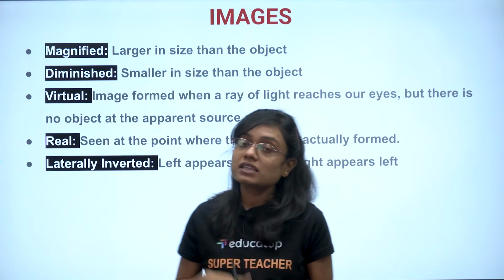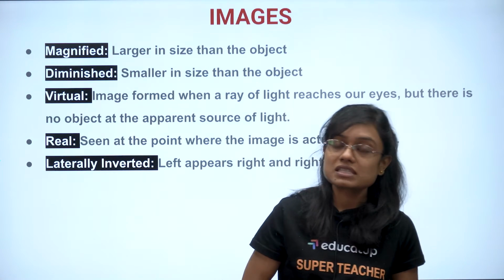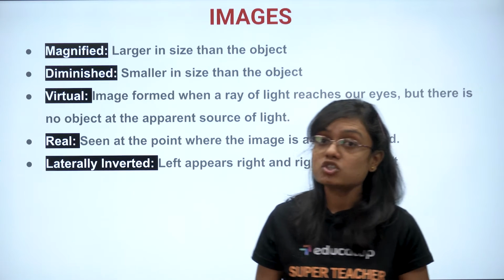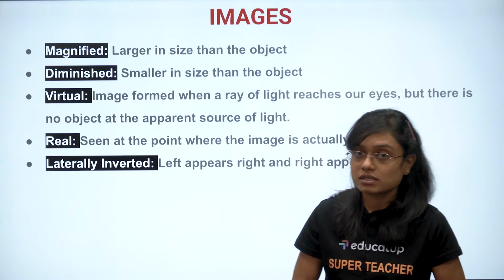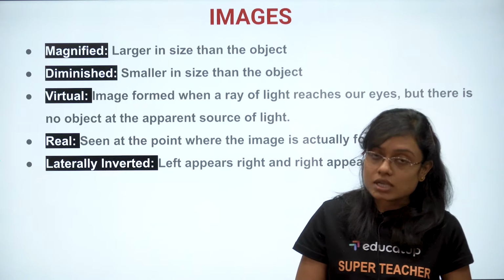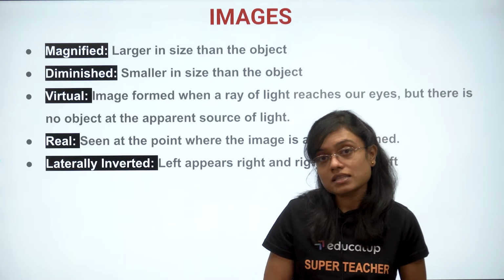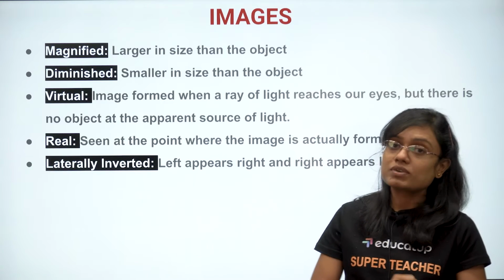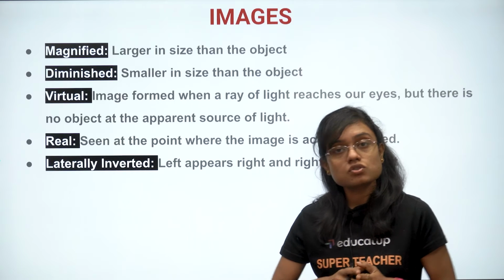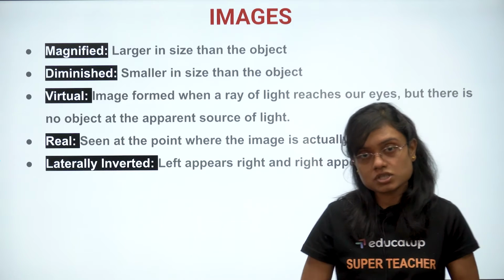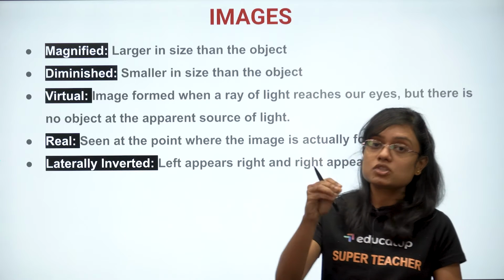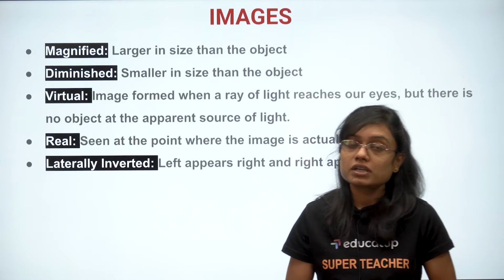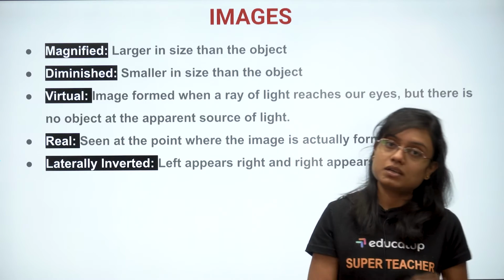Images. Now there are different kinds of images. The first is magnified image, when the image is larger than the size of the object. Then it is diminished image, when the image is smaller than the size of the object. Virtual image, when actually the image is not formed but it appears that the image is forming. Real image, when the image is formed. And laterally inverted, when left appears right and right appears left.